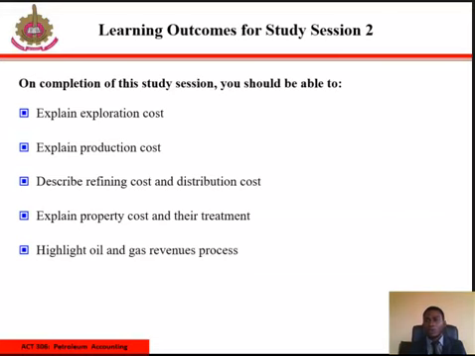Our learning outcomes for study section 2: we have about 6 learning outcomes. The first one is to explain exploration cost, production cost, refining cost and distribution cost, property cost and their treatment, and highlight the oil and gas revenue process.